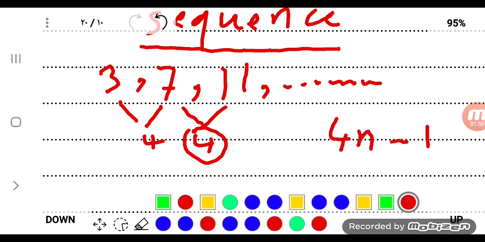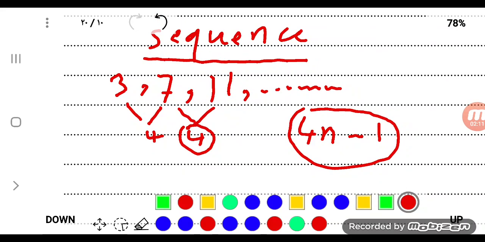Now, if you want to check whether the nth term works for the whole sequence, you plug 1 in for n to get 3. If you plug in 2, 4 times 2 is 8, minus 1, you get 7, and so on. So the nth term now is 4n minus 1.